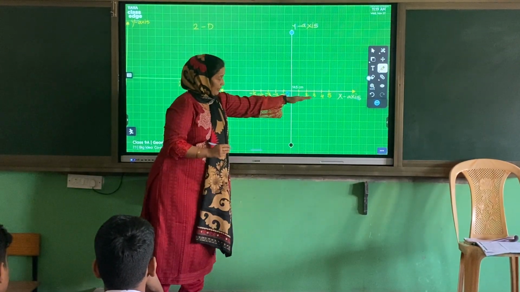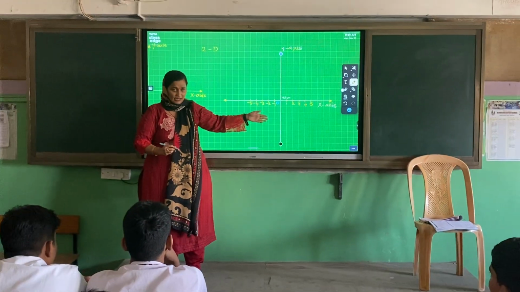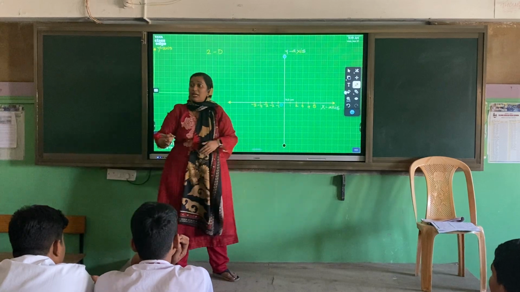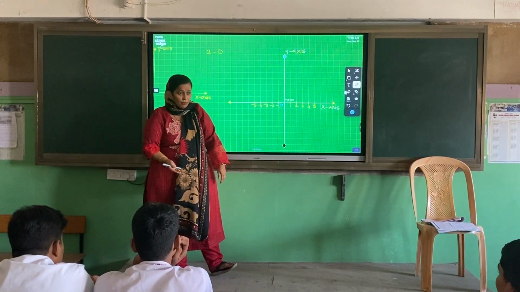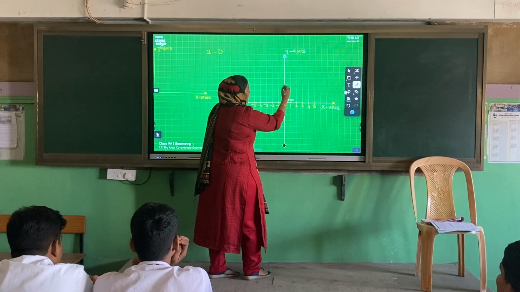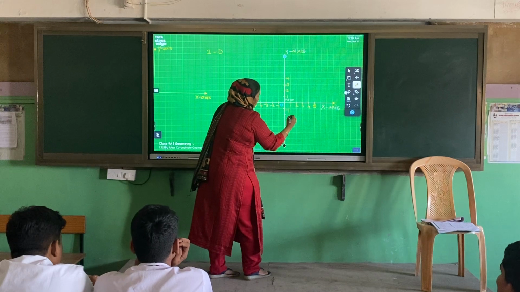So here there are positive numbers as well as negative numbers. Now we are going to write on the vertical axis starting from 0. When we go upside, the numbers are positive. When we go below, the numbers will be negative. Here also we are going to start with 1, 2, 3 and so on, whereas below, the numbers will be negative.